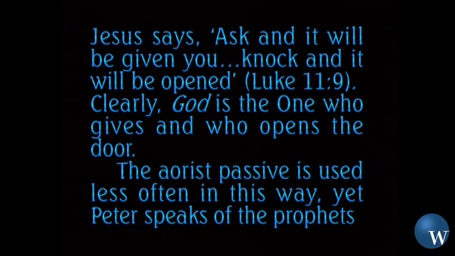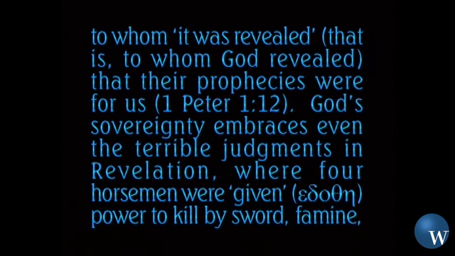The aorist passive is used less often in this way, yet Peter speaks of the prophets to whom it was revealed, that is, to whom God revealed, that their prophecies were for us, 1 Peter 1:12.